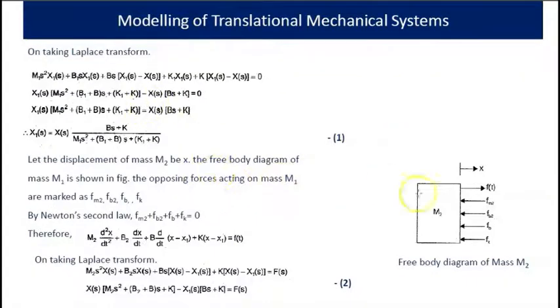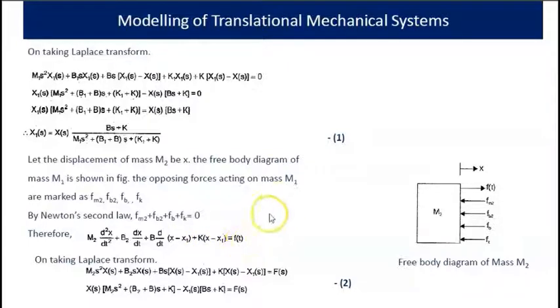And considering the second node M2, here the applied force is acting in this direction, and the other opposing forces are acting in the opposite direction. Write the equation: M2 d square x by dt square plus B2 dx by dt plus B, which is connected between two nodes, so d by dt of (x minus x1), plus k into (x minus x1), that's equal to applied force f of t.